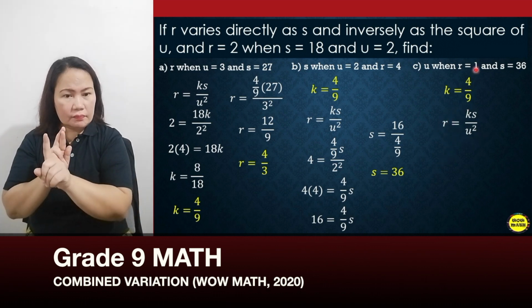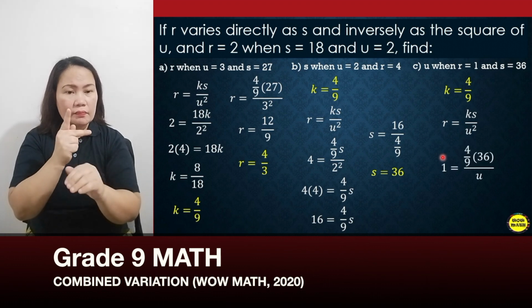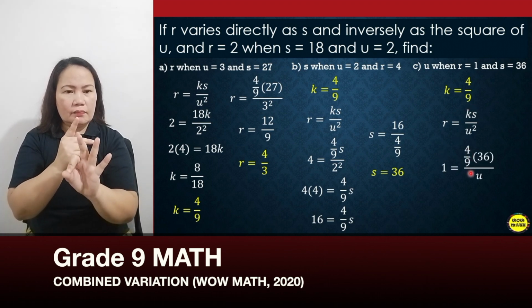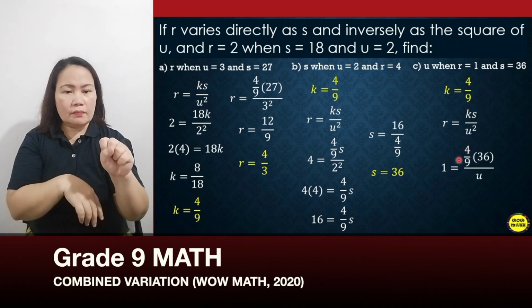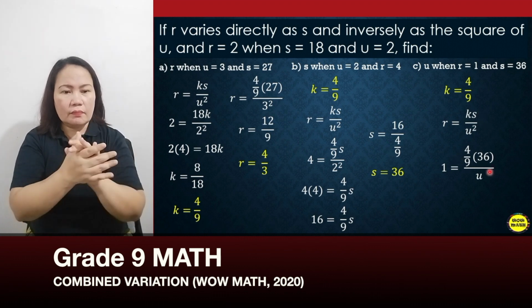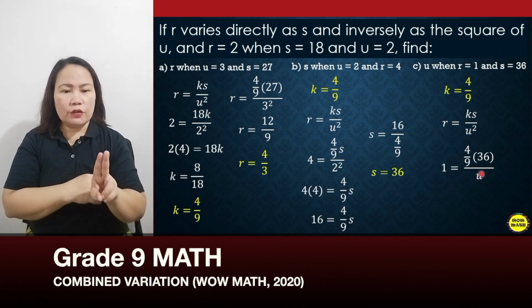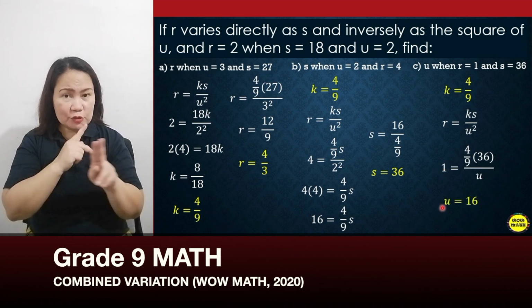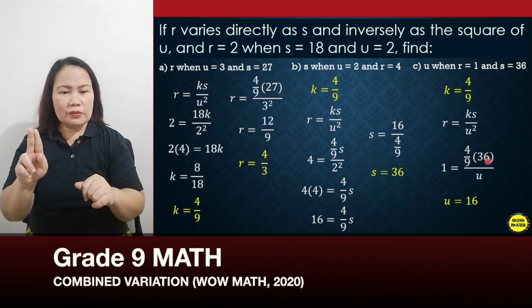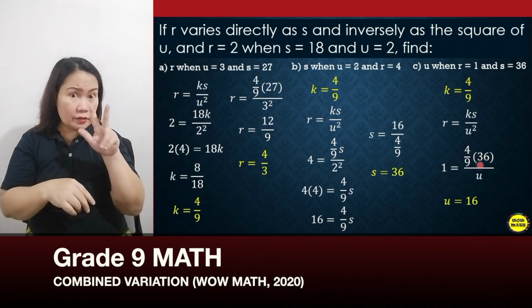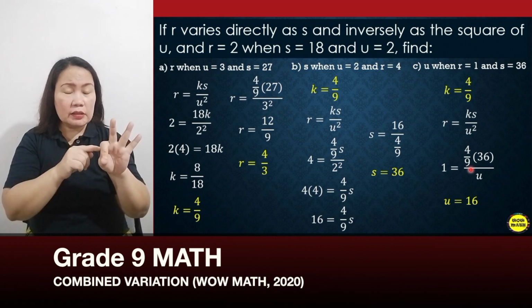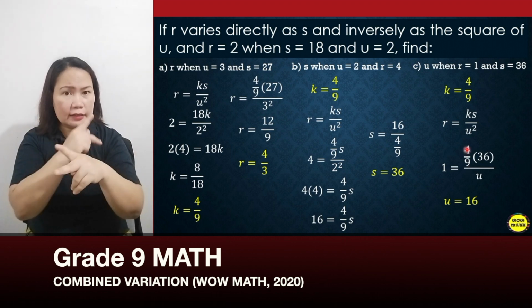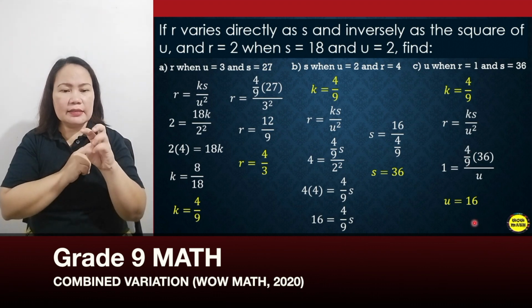So, yung r natin is 1. And then yung k natin is 4 over 9. That is the constant of variation. And then yung s natin is 36 over u. So, ito yung hinahanap natin. And that is 1 times u. 1 times u, that is u. And then 4 over 9 times 36. So, ito pwede natin i-divide. 36 divided by 9, that is 4. Times 4, the answer is 16. Okay?